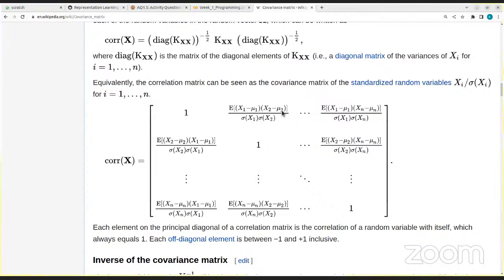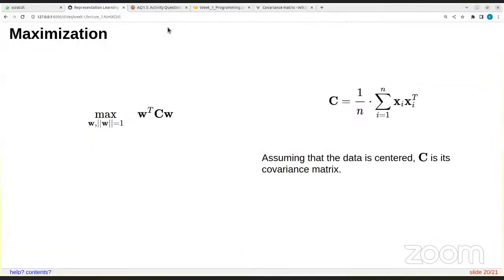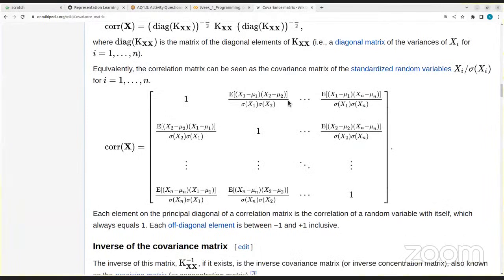In our case, mu is 0. So you will have x1 square, x1 x2, x1 x3, and so on till x1 xn. That is what each row will be. If you compute xi xi transpose, that's how it will look. We are not proving anything here. This is by definition. This is what the covariance matrix means.